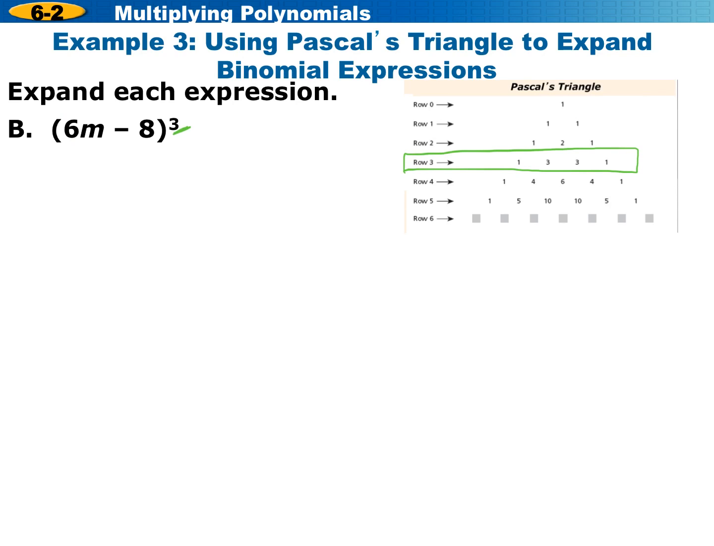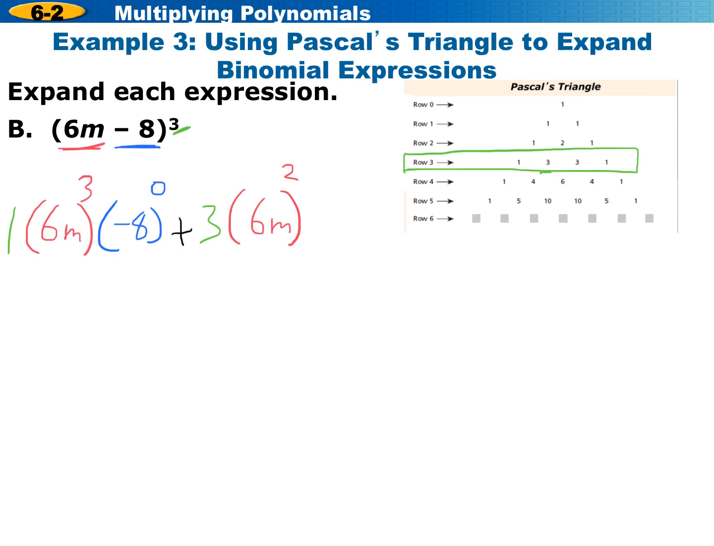So we're going to start off with 1, and then the first term is 6m, so we have to put that in parentheses. 6m to the third power, and then multiplied by negative 8 to the 0 power. And we're going to add. The second term starts with a 3. 6m, the entire thing to the second power, times negative 8 to the first.